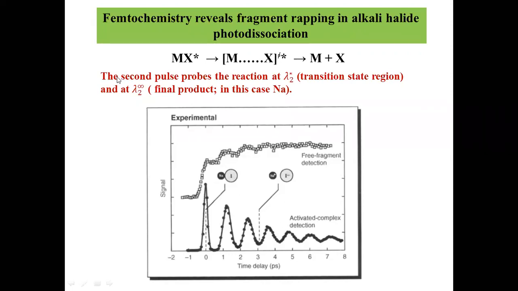So what the experiment has used is two pulses, of course. One is the pump, which is not shown here. The probe has two: one is lambda 2 infinity, which stands for the final products, in this case sodium, trapping the sodium. And a slightly red-shifted lambda, lambda 2, is taking the transition state. Transition state means this one, M dot X, tapping this. So two signals you are getting.